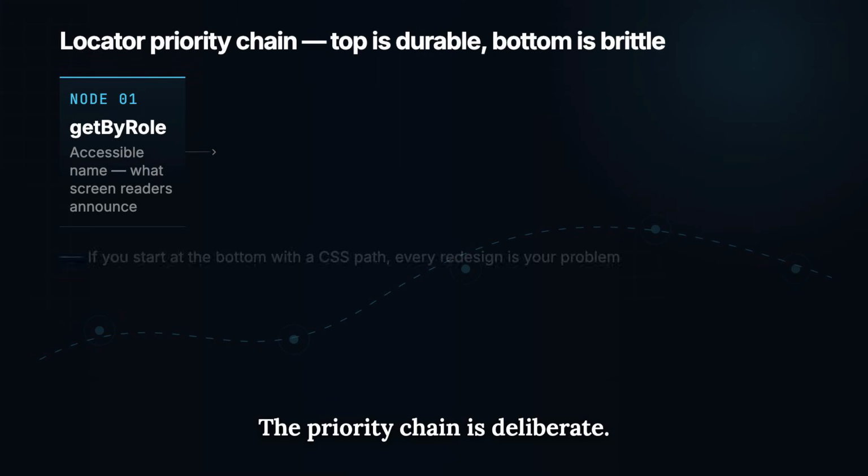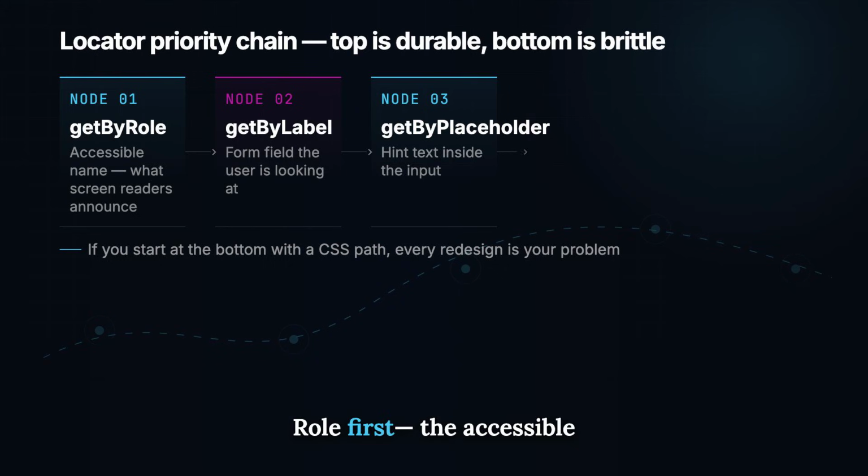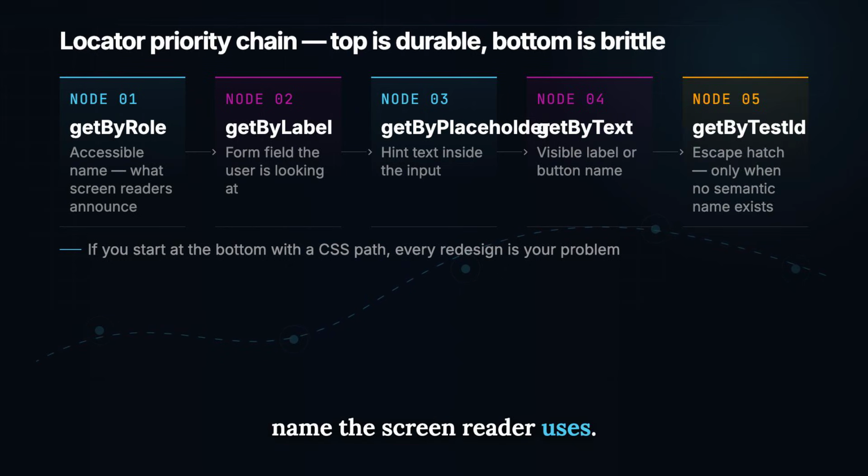The priority chain is deliberate. Role first, the accessible name the screen reader uses. Label second, the form field the user is looking at. Placeholder third. Visible text fourth. And test ID last, the one you control when the page has no accessible name. The chain is a hierarchy of durability. Every step down is more brittle. If you start at the bottom with a CSS path, you own every future redesign as a test failure.